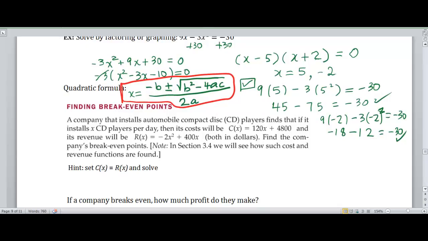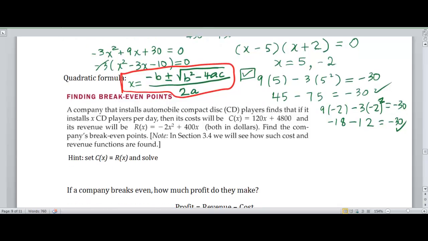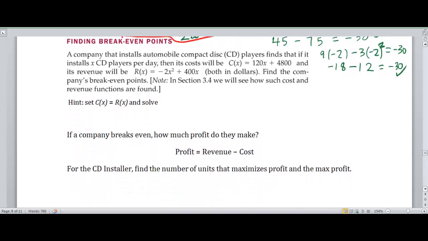A company installs CD players, finds that if it installs x CD players per day, then its cost will be 120x plus 4,800, and that's its revenue. Find the company's break-even points. Okay, let me check the time on the video. Okay, so find the company's break-even points.